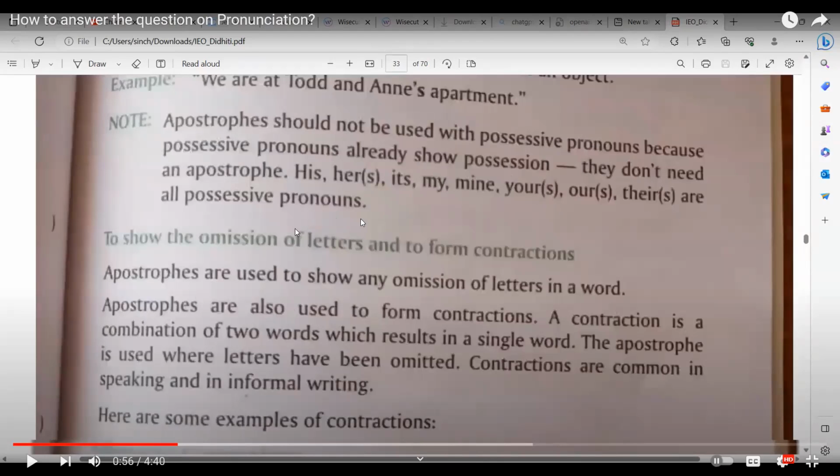So what is a possessive pronoun? When we are using his, hers, its, mine, yours, ours, theirs, these are possessive pronouns. Why? Because for these we are using s at the end. And we don't need to use an apostrophe because we are already using s at the end. And this pronoun actually shows the ownership of a thing. So these are possessive pronouns. Is it clear to everyone?